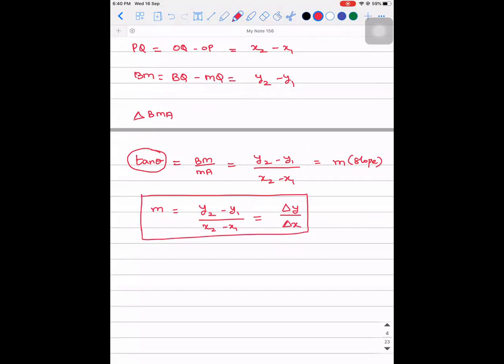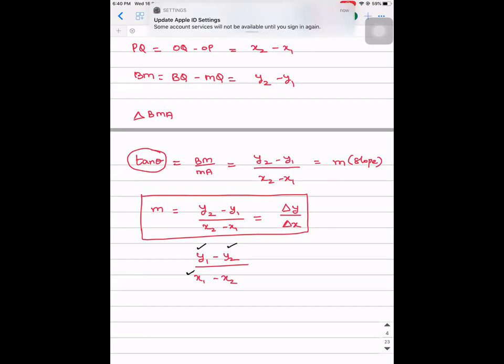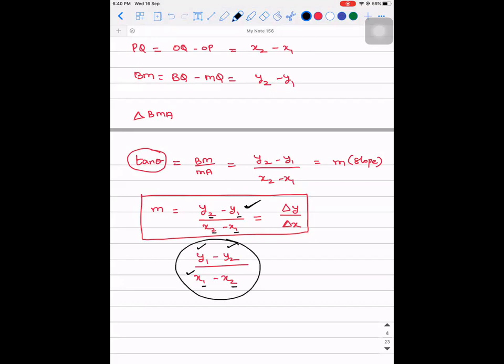Okay, you can ask me a question. Is it only y2 minus y1 by x2 minus x1? The answer is it can also be written as y1 minus y2 by x1 minus x2. One important point to keep in mind is if you're doing y1 minus y2, the denominator also should start with 1. So it is 1 minus 2 divided by 1 minus 2. If it is 2 minus 1, the denominator also should be 2 minus 1. Generally, this is the one which is given in the book, but you can use this also.